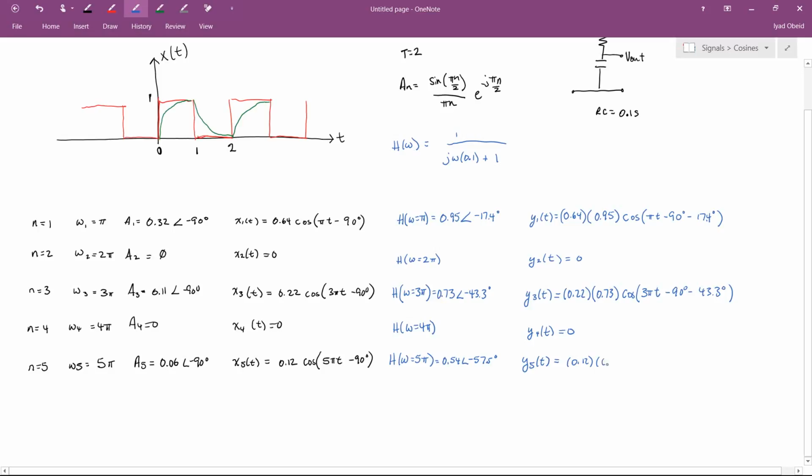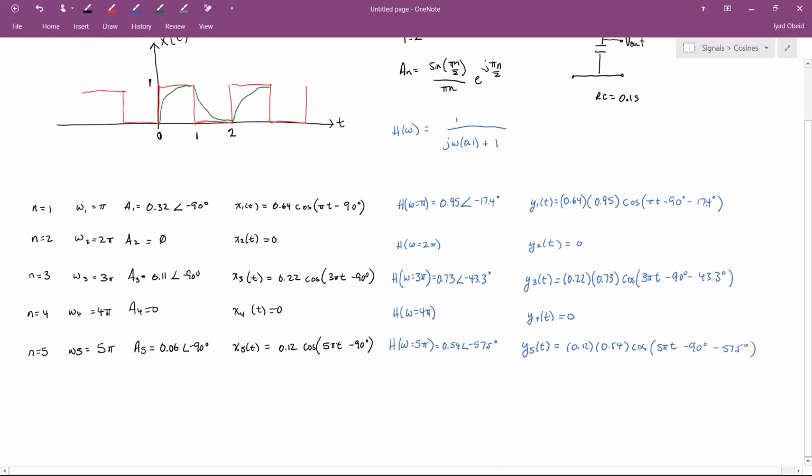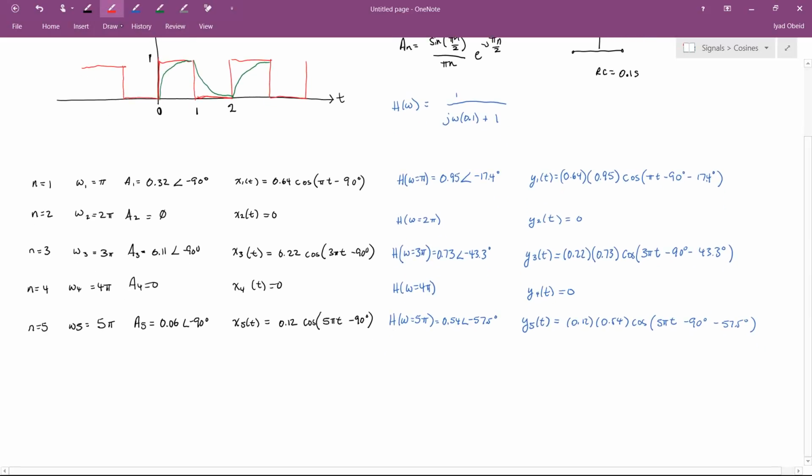0.12, 0.54 cosine of 5 pi t minus 90 degrees minus 57.5 degrees. Now, obviously we could do this for all infinity of the harmonics, which we're not going to do.